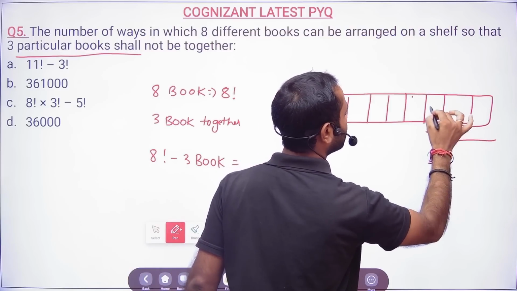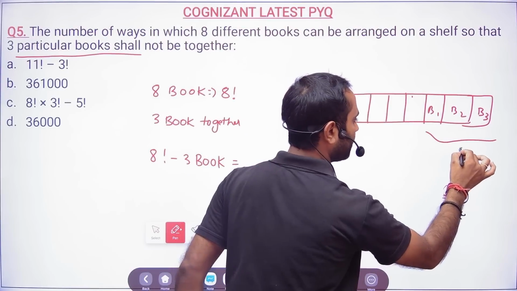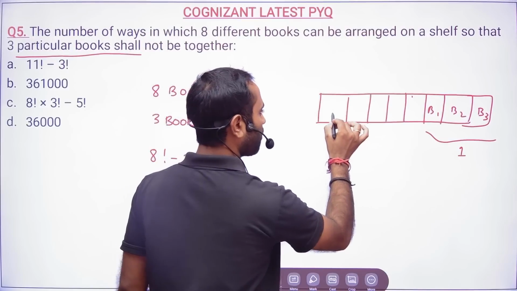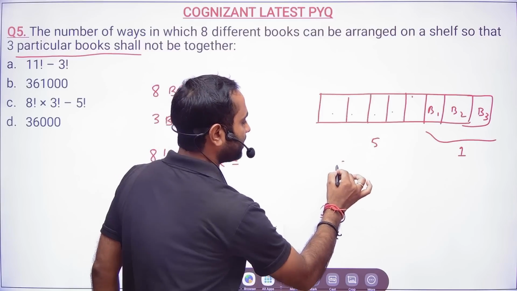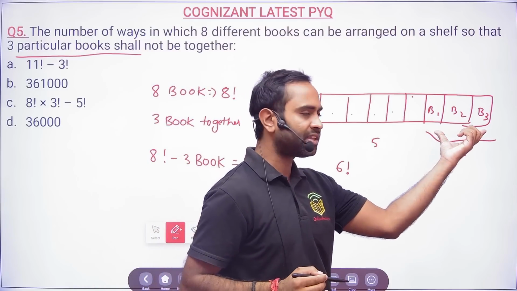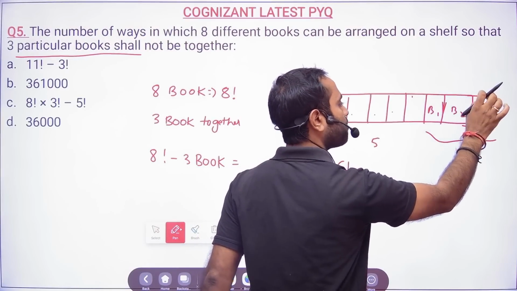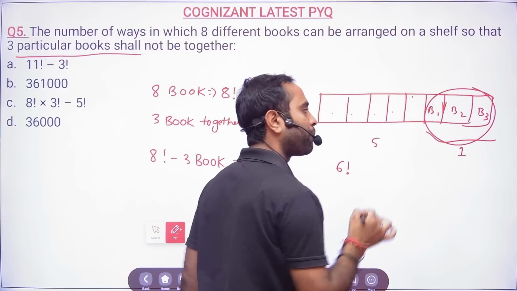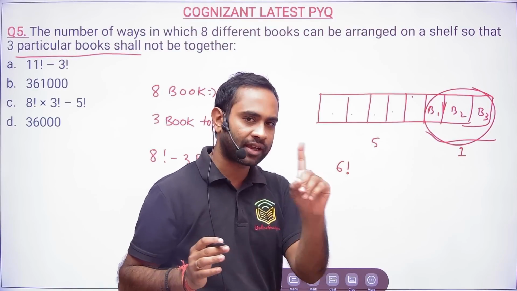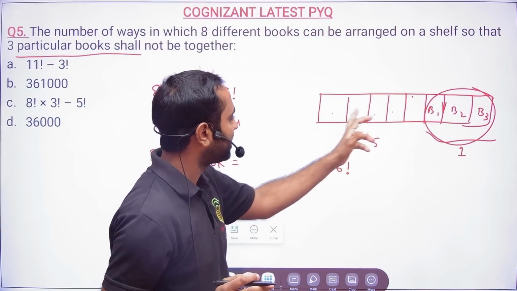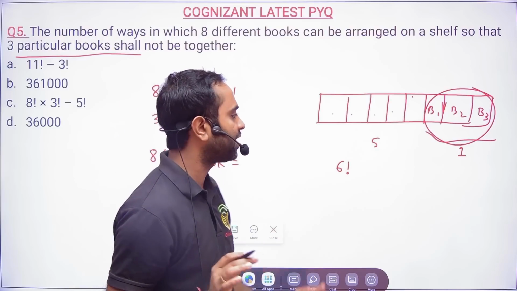Right. So this is my 3 books: book 1, book 2 and book 3. Now if 3 are together, then it will look like only 1 for us. And what is the remaining? So remaining we have 5. So this can be arranged in 6 factorial ways, because wherever these 3 books go, they will go together. See what we have done here: we have put them inside a single box, so that they will always be together. That can be done in only one way, and the other books can be arranged in 5 factorial. So 5 plus 1 is nothing but 6 factorial.